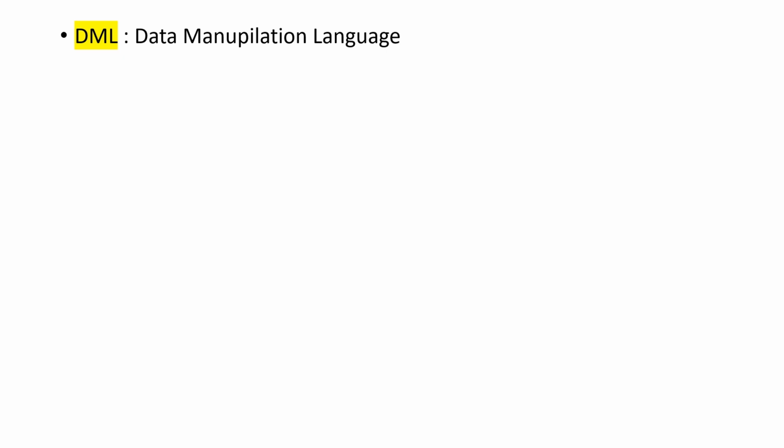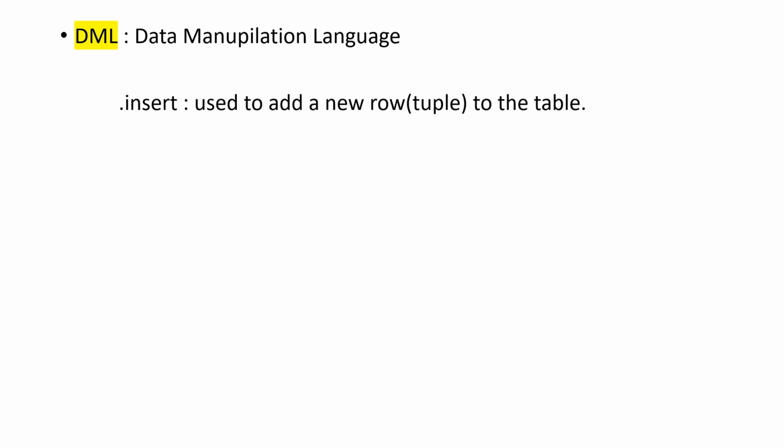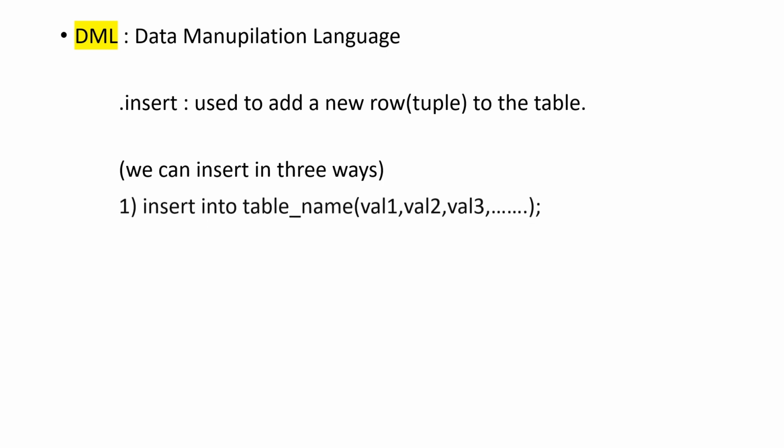Now let's see about data manipulation language. The first command is insert. Insert is used to add a new row to the table. Here we can call rows as a tuple. Here we can create the insert in three ways. The first way is directly we give the values. The syntax is insert into table name followed by, within the parenthesis, values.